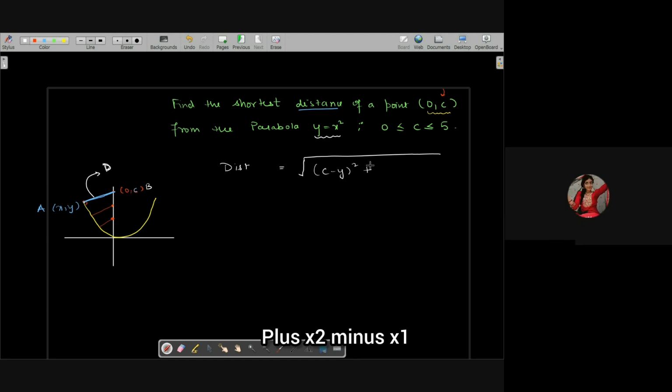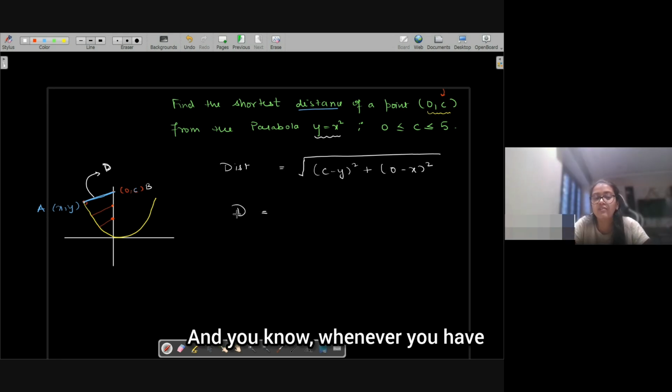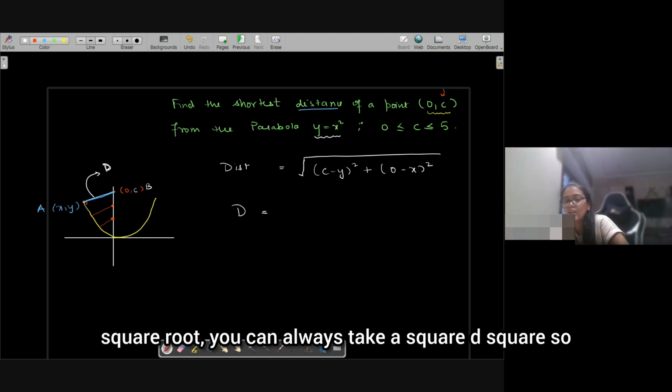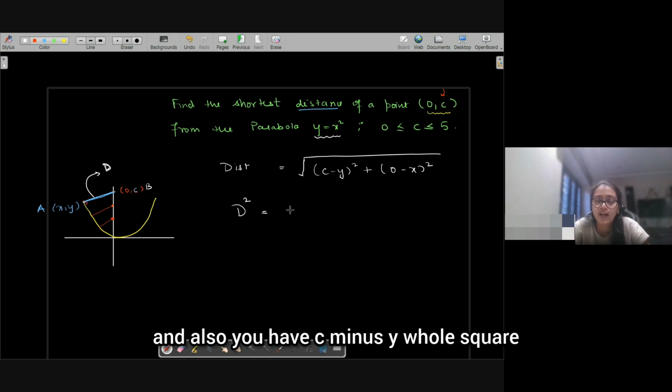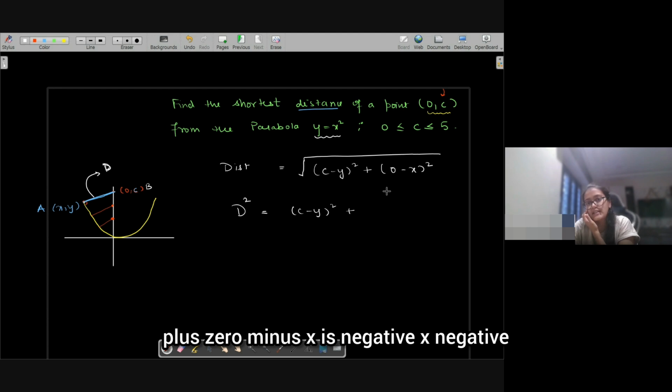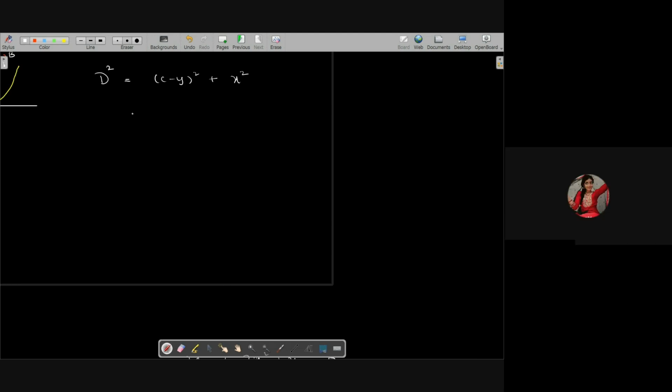Plus x² minus x, whole square, plus 0 minus x, whole square. And whenever you have a square root, you can always take a square, so that the square root disappears. So you have c minus y, whole square, plus 0 minus x, which is negative x, squared will be x squared.